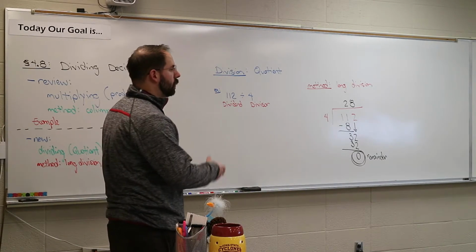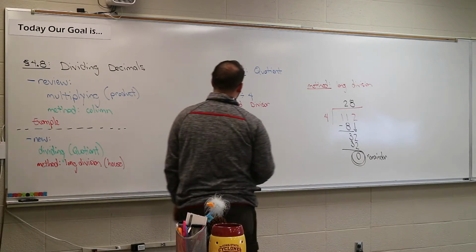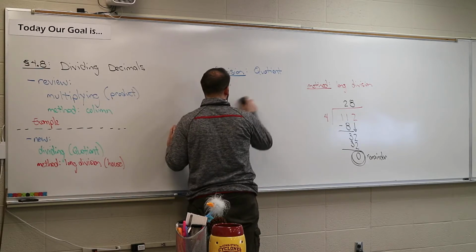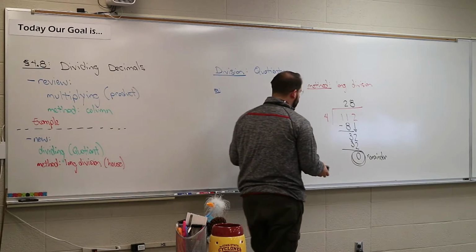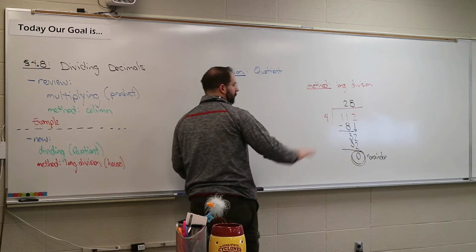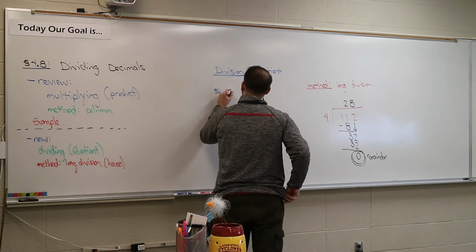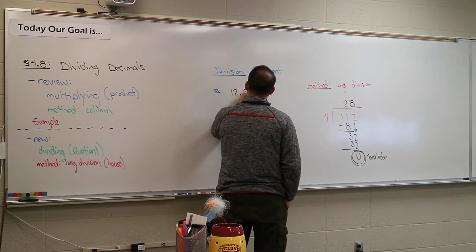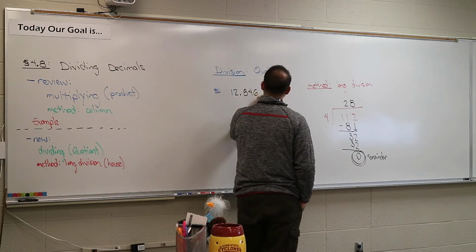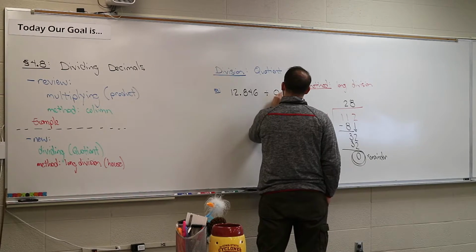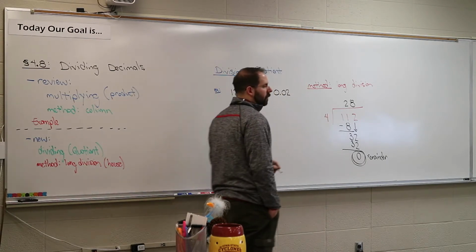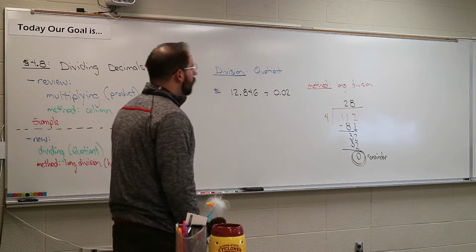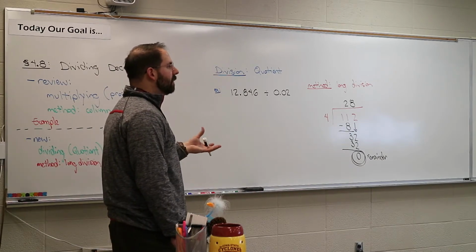Okay, that was the old school long division, right? We're going to change it up and go a little bit different now. Here's what we're going to do. Just a hair different. Not just the numbers, but the actual look of it. Okay, here's what we're going to take. So if you want to write this example down, we're going to go 12.846, and we're going to divide by 0.02. We're going to divide by decimals now. Here's the cool part. It's not different.